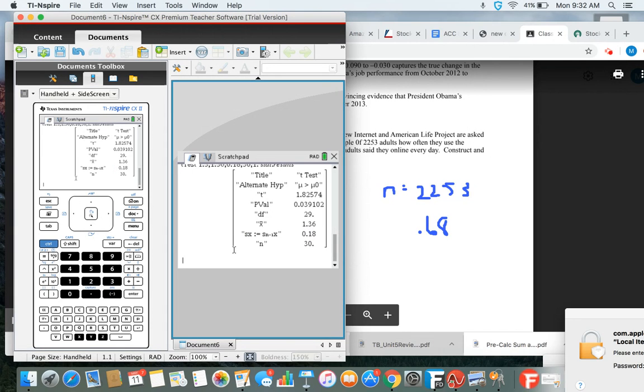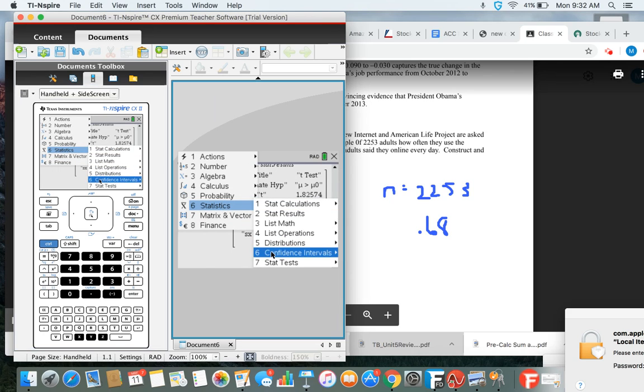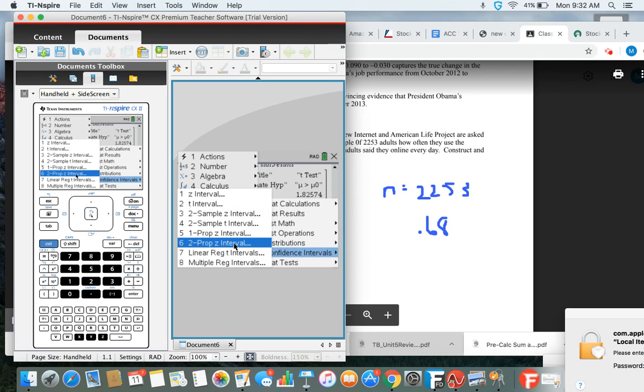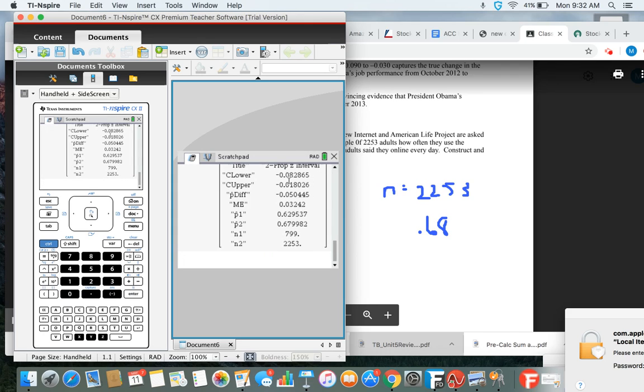All right, so it's menu 666. All right, so menu 666, easy to remember. Successes, 503. 799. This number was 1532, and this number was 2253, and it should be a 90%. All right, there's our answer. So negative 0.0828 to negative 0.018. All right, that's our interval.